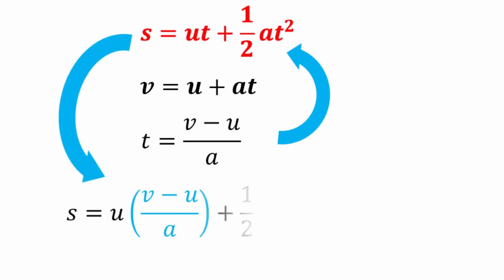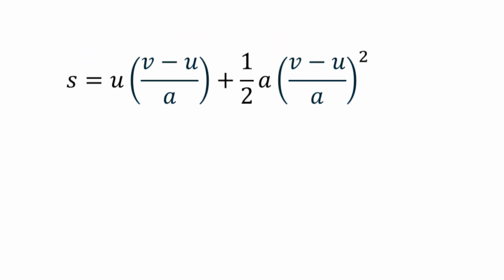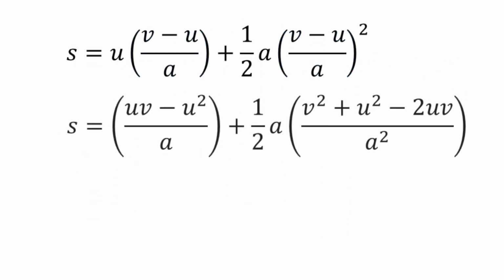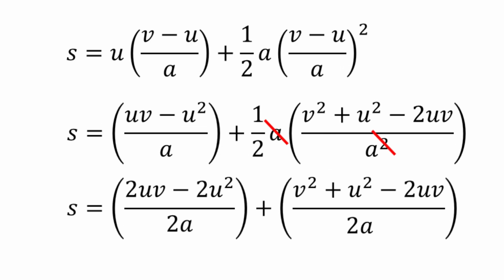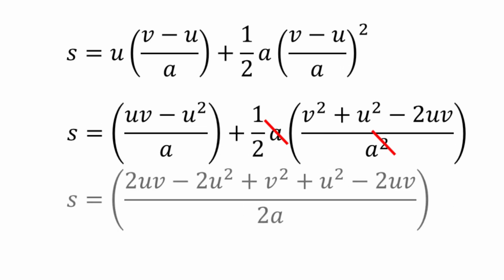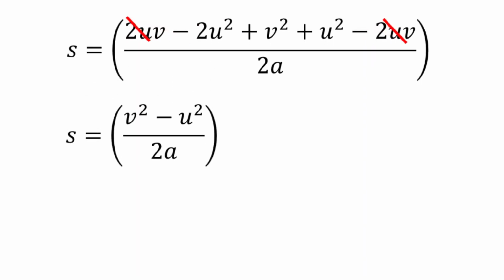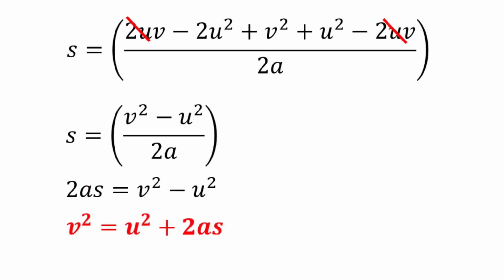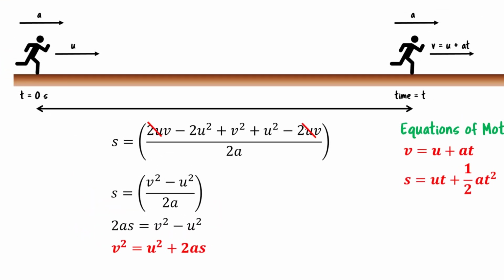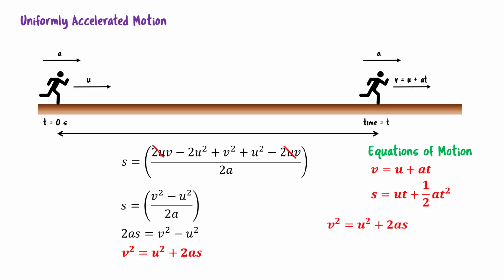We can expand the terms, cancel the terms, make the denominator same, and after solving it we can get s is equal to v square minus u square by 2a. We can cross multiply 2a to get 2as is equal to v square minus u square, and just by rearranging the terms we will get v square is equal to u square plus 2as, and this becomes our third equation of motion.